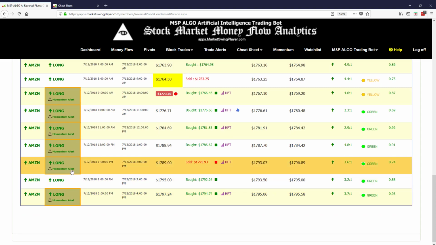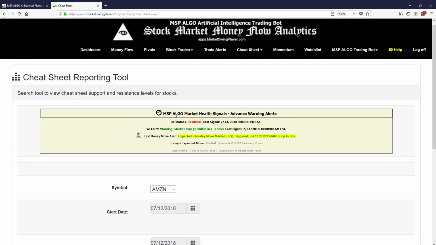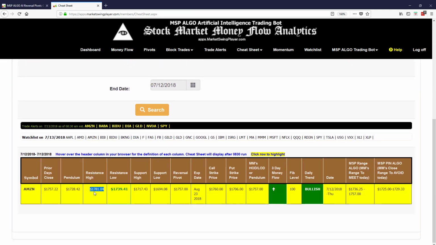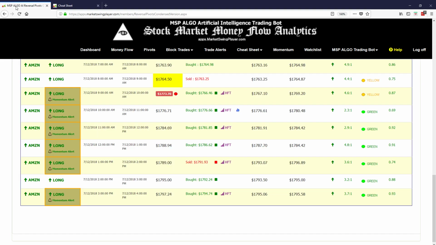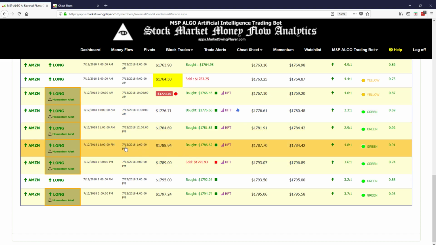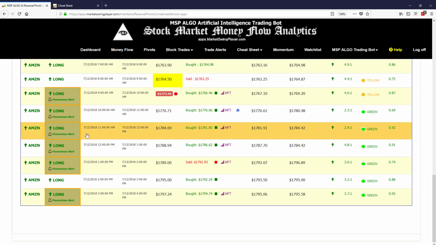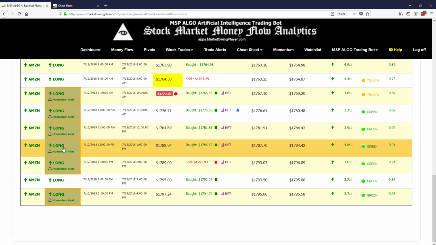We could see as the market opened up, more momentum kept coming out and price kept running. It did hit our cheat sheet target here of that 1781, but it broke out and it is still running. I'm not worried about it.